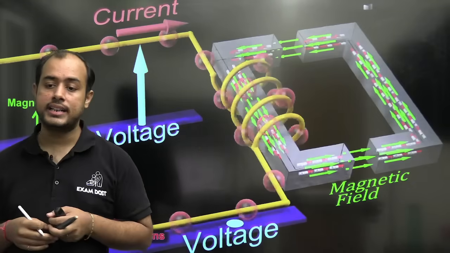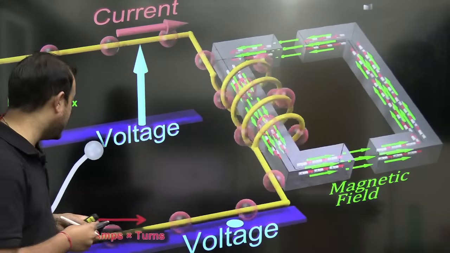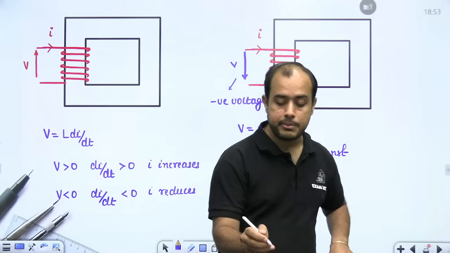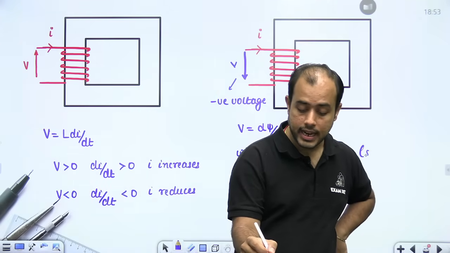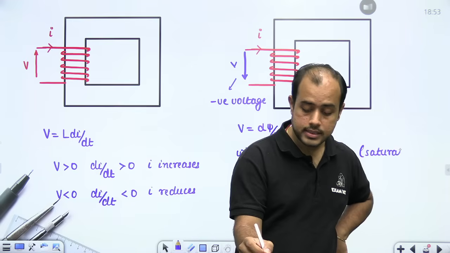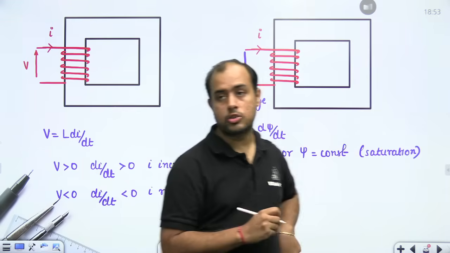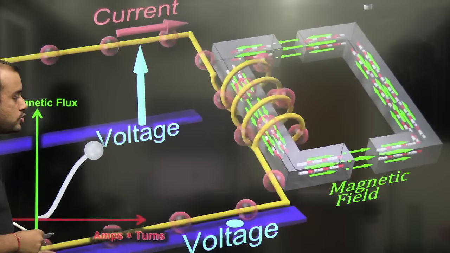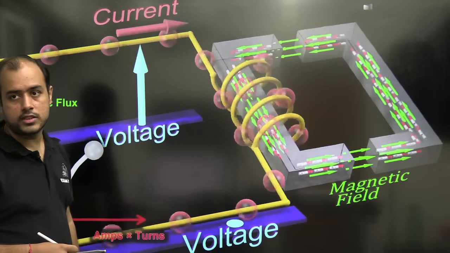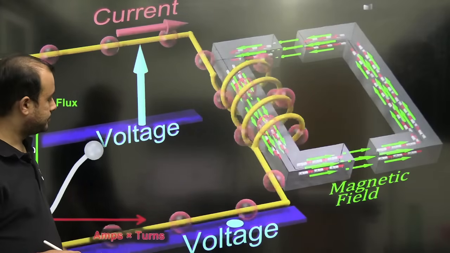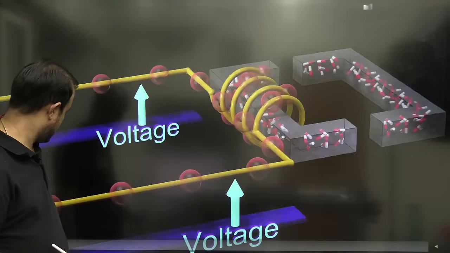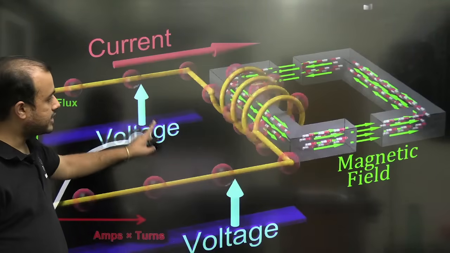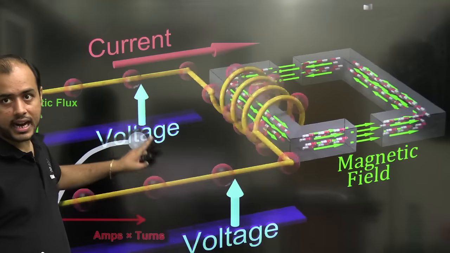And at that point, when you reach saturation, beta, the psi becomes constant and voltage becomes zero. Saturation पे psi या constant आ जाएगा तो voltage will become zero. So at that saturation point, voltage at the two ends will be equal. So if you see at saturation beta, both the voltages are equal.